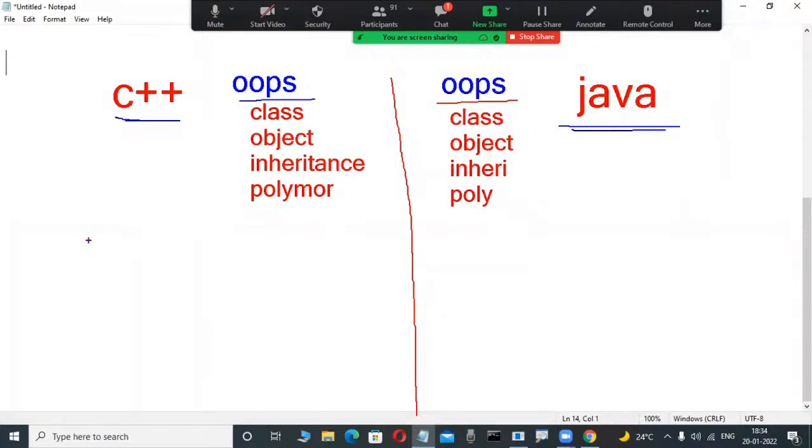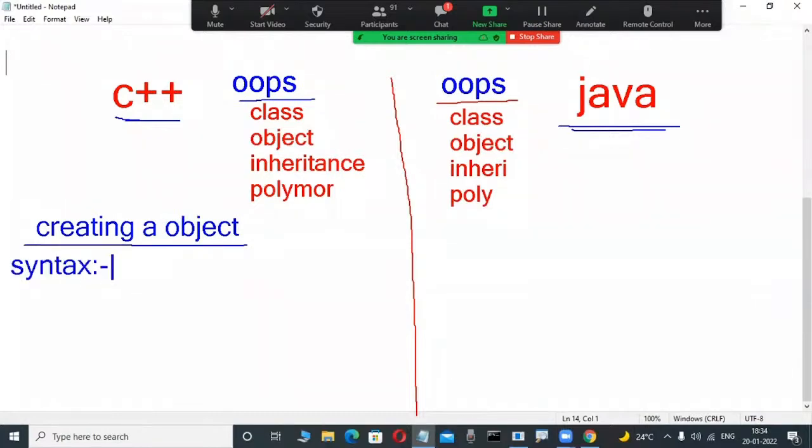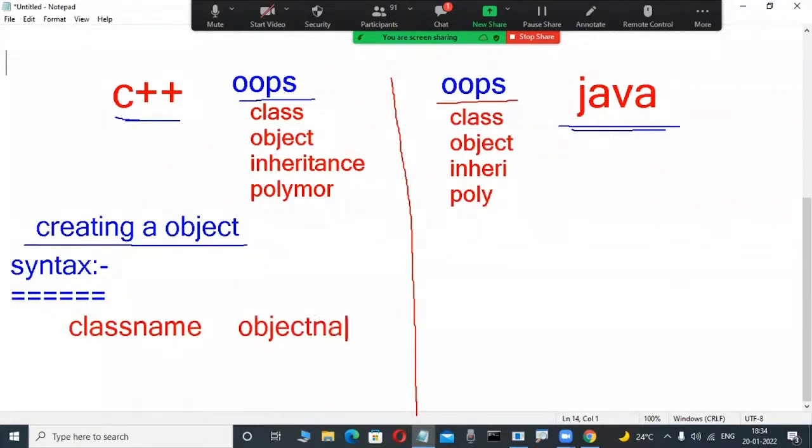Can anybody guess? Suppose in C++ I want to create an object from a class, what is the syntax? Technical persons, do you have an idea? Many of you have an idea, I think. What is the syntax in C++? Observe slowly, here is the difference. Class name, space, object name. This is the syntax to create an object from a class in C++.